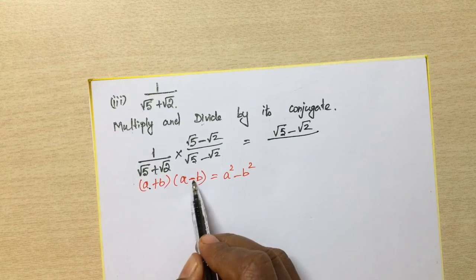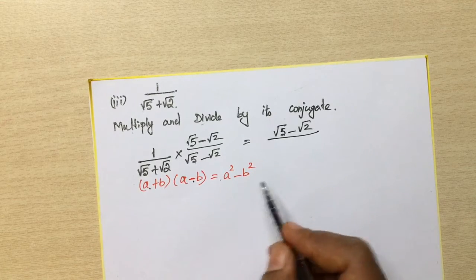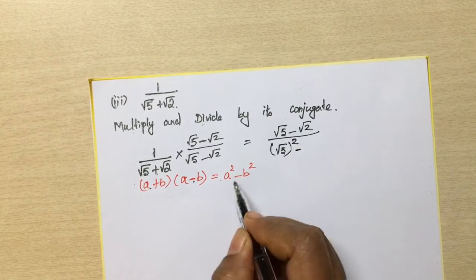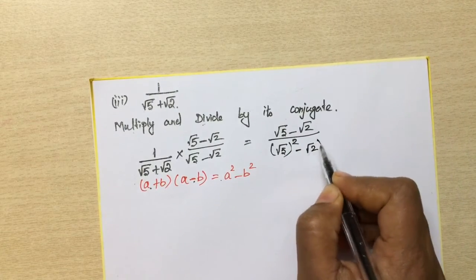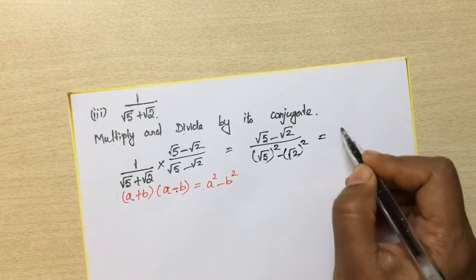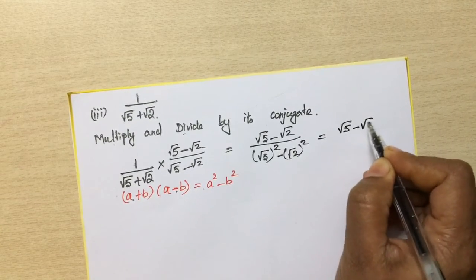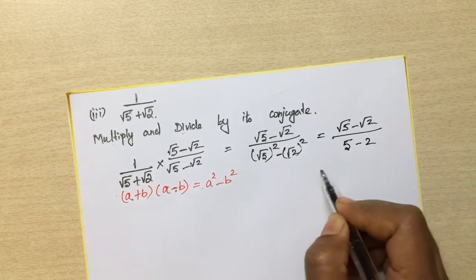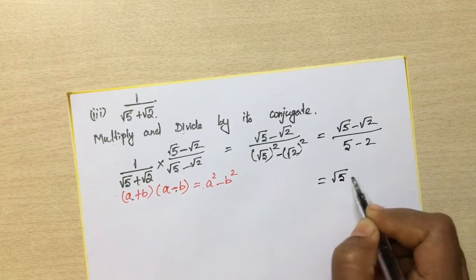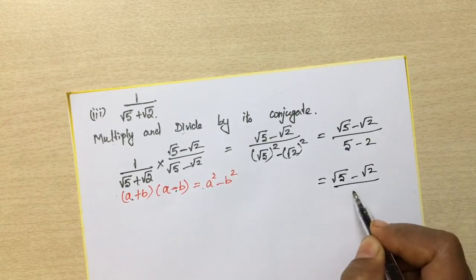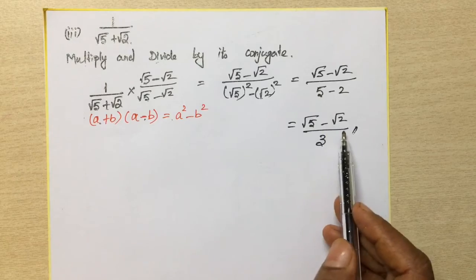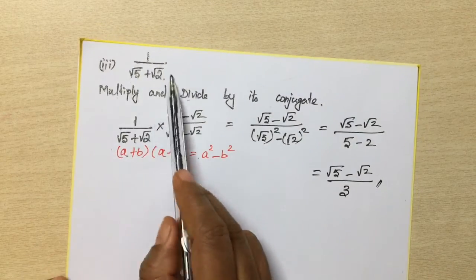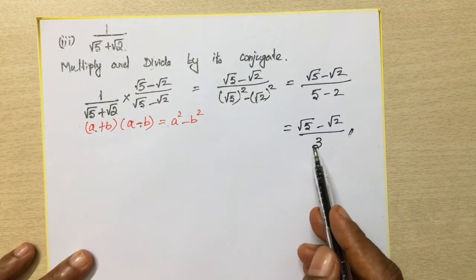So a plus b into a minus b is a square minus b square. So a here is root 5 square it, minus b here is root 2 square it, which is equal to root 5 minus root 2 divided by root 5 square, which is 5, minus 2, which gives root 5 minus root 2 divided by 3. So from this irrational denominator we have changed to a rational denominator.